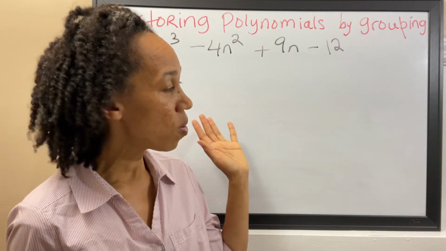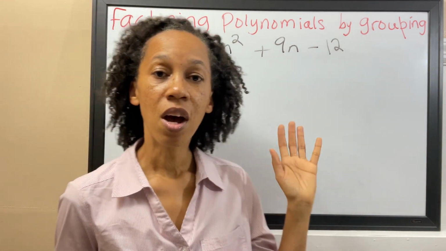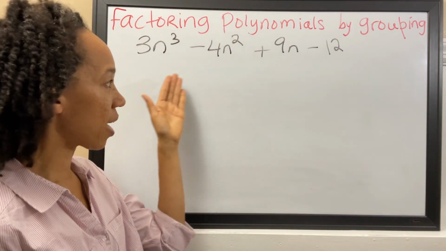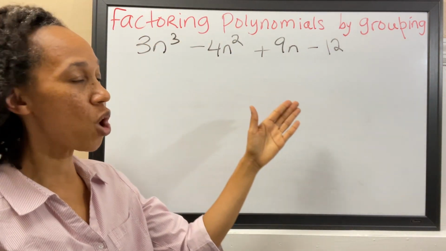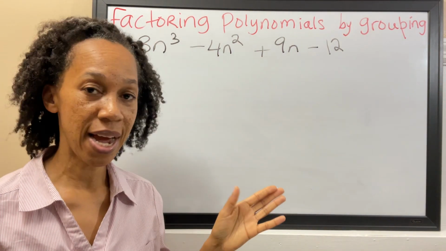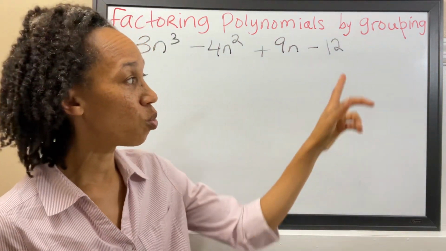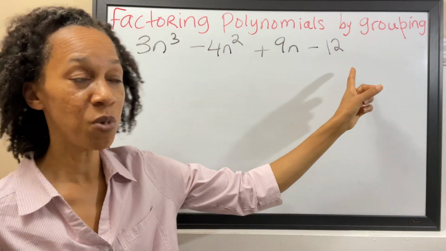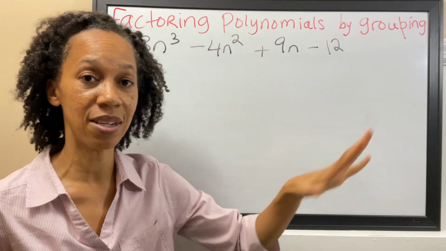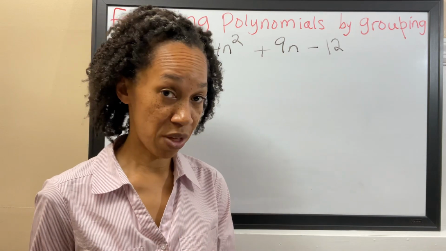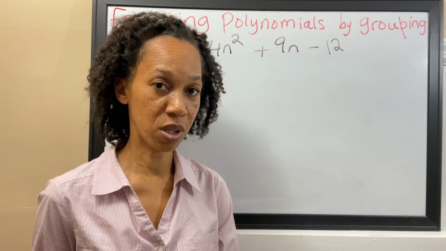Looking at this expression here, we cannot use the GCF because there's no number that can go into each of the four terms. And there's no variable that can go in each of the four terms because one of the terms doesn't have a variable. This is a monomial constant, because a monomial constant is a number that stands by itself. Now, we're going to use the grouping method when we are given four terms.